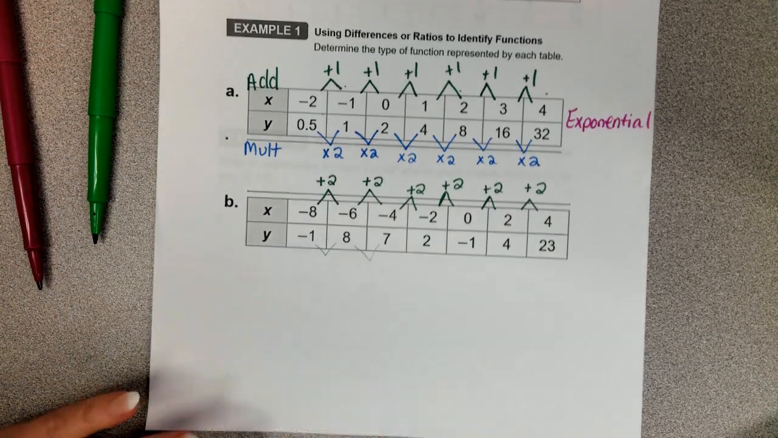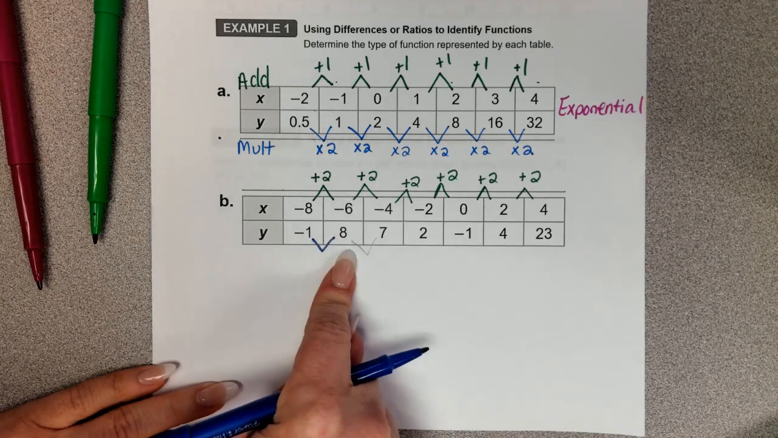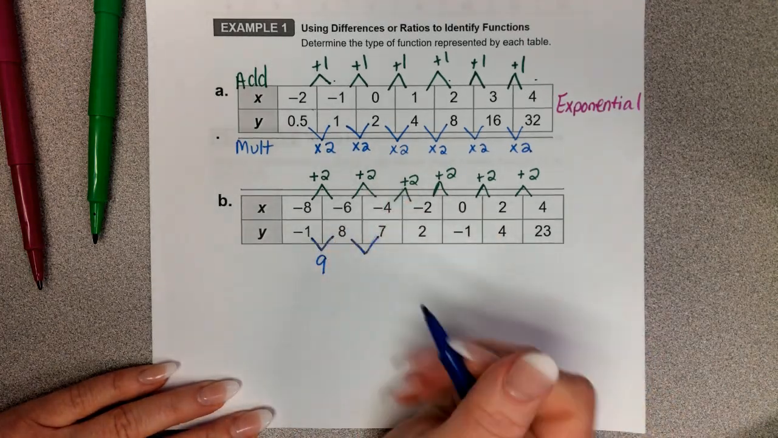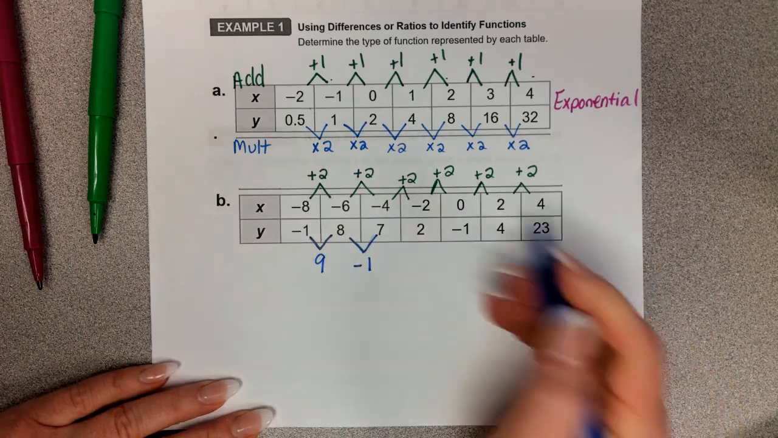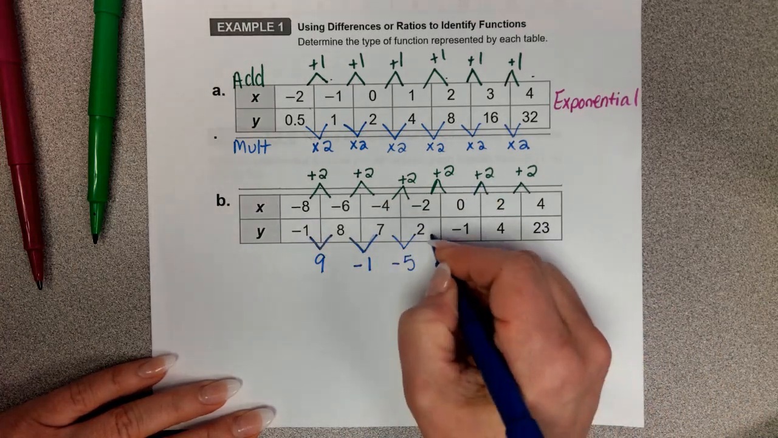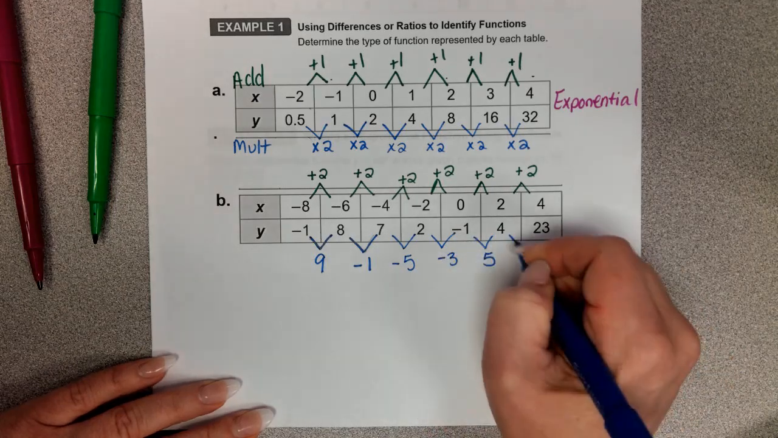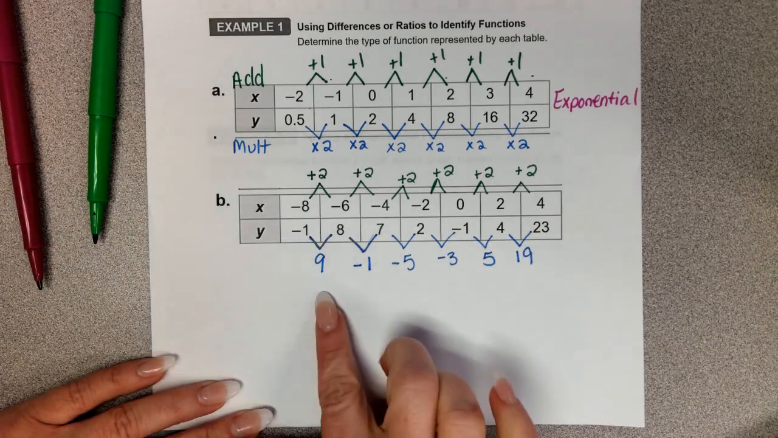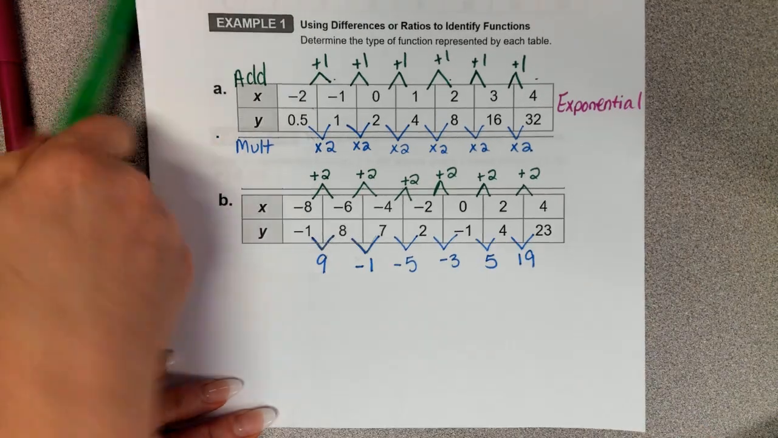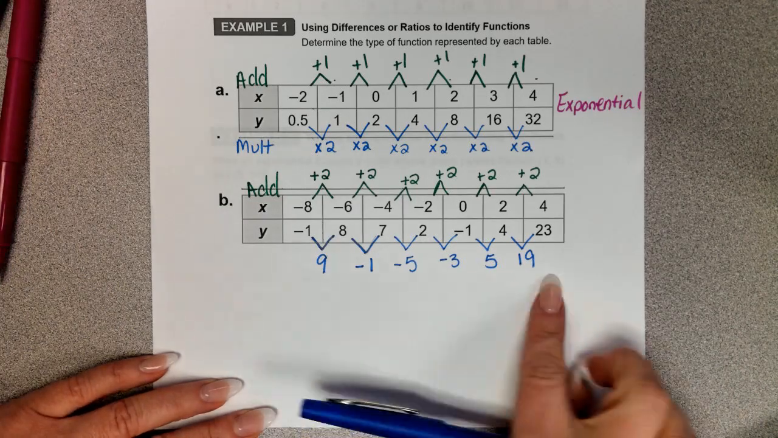So let's look at that. So what do I add to -1 to get to +8? I would add 9. To get from 8 to 7, I would add a -1. From 7 to 2, I would add a -5. And I would go on to see what that would be all the way across. Now, if this addition were the same all the way across, I'd say this was linear. Oops, this was add. I forgot to write that down. This addition is not the same all the way across.